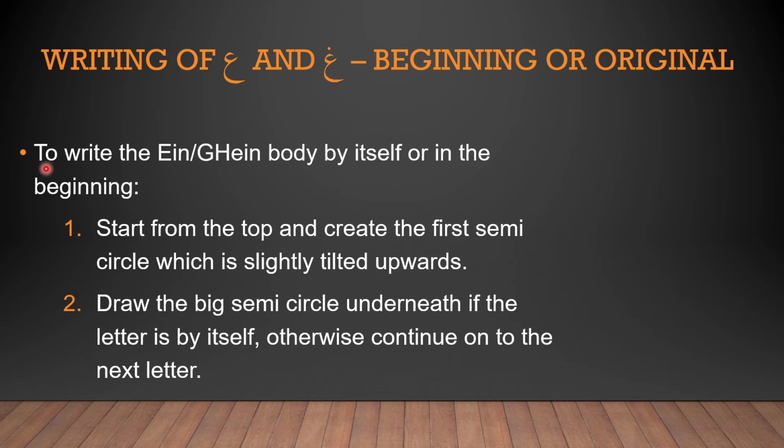To write the Ein Ghein body by itself or in the beginning, start from the top and create the first semicircle, which is slightly tilted upwards. This means you start from the top and make it like this. This is tilted upwards, right? Like a small C tilted upwards. Draw a big semicircle underneath if the letter is by itself. So if it's in the original form, you need to draw a big circle like this. Okay?